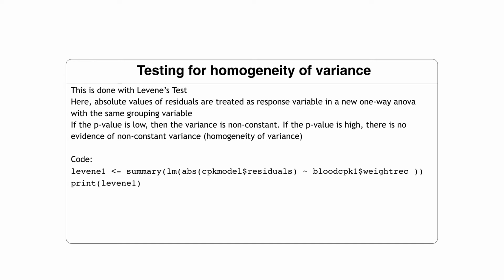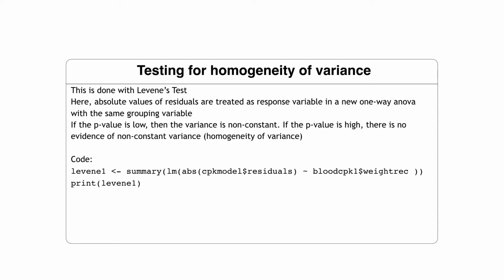And then if the p-value is low, then the variance is non-constant. Right? So a very high p-value will tell you that there is homogeneity of the variance. The variance is homogeneous. Otherwise, the variance is non-homogeneous. And this is important because assumptions vary.